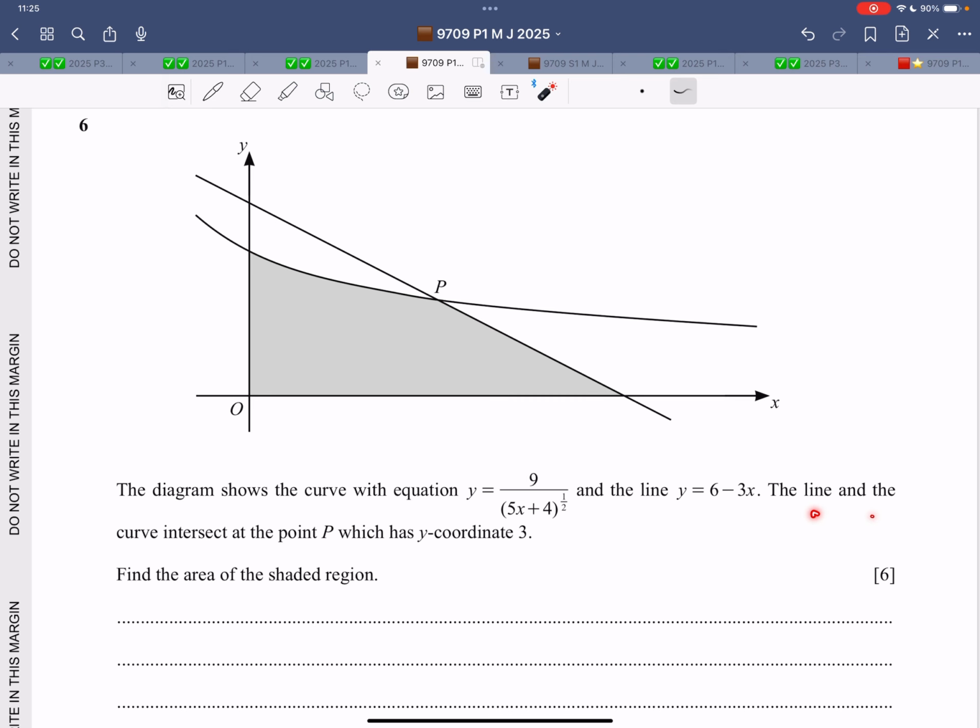The line and the curve intersect at point P, which has y coordinate 3. So if I have the y coordinate 3, I can find the corresponding x coordinate. Simple. Find the area of the shaded region.